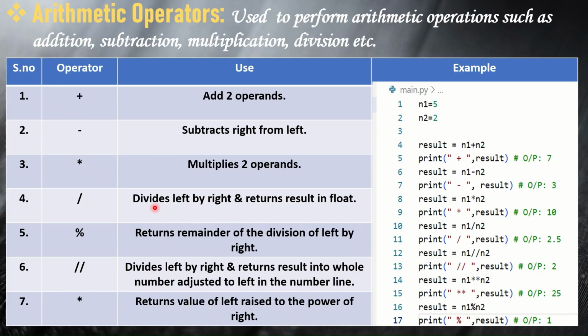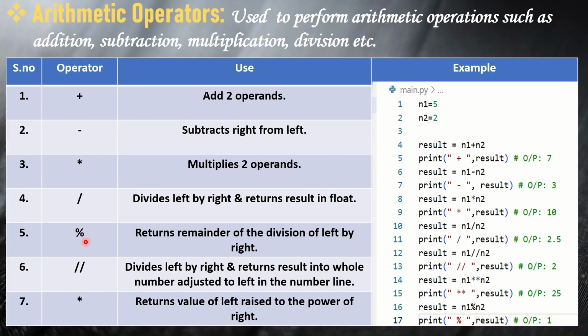And we have a regular division operator that divides the left operand by the right operand and always returns the result in float value. So n1 slash n2, or n1 by n2, results in 2.5. Here n1 is an integer, n2 is also an integer. So that results in 2.5, right? Whatever the division is, it always results in a float value. So 5 divided by 2 usually gives 2.5.